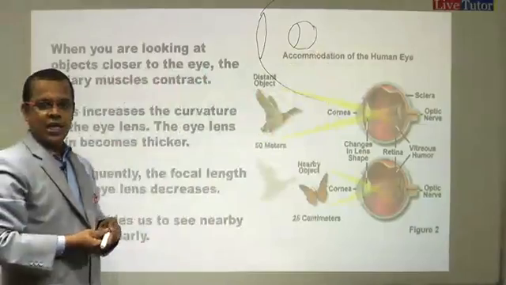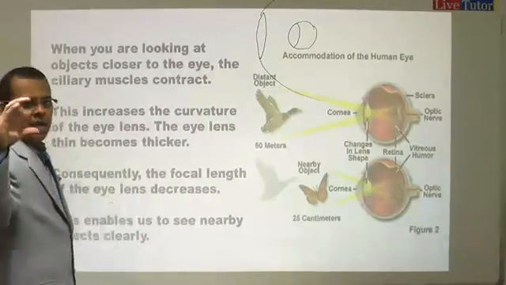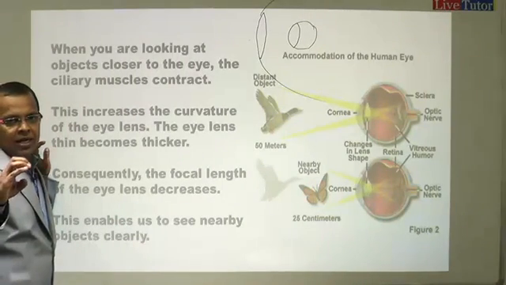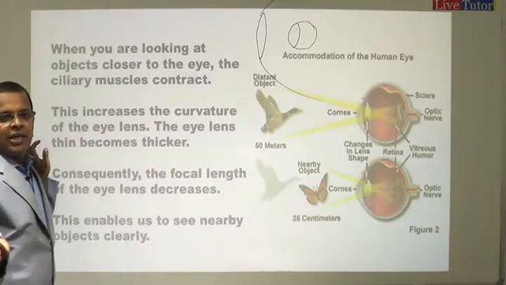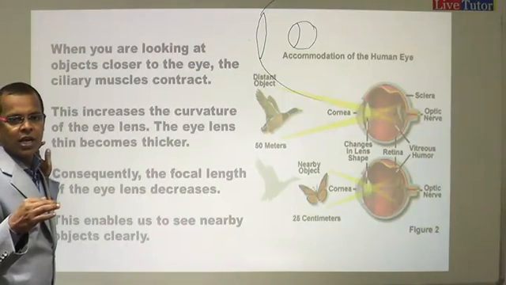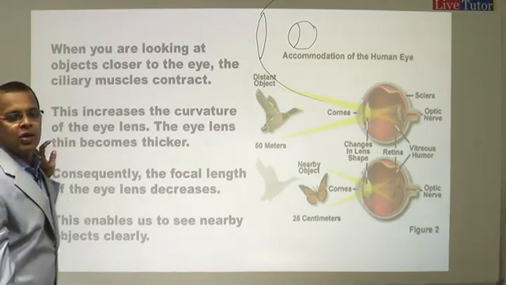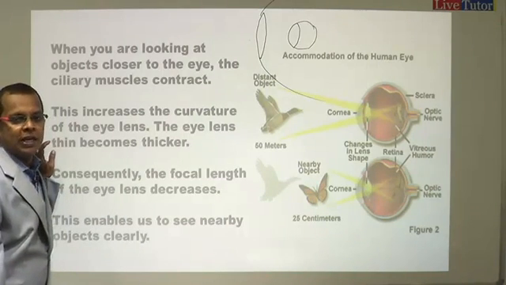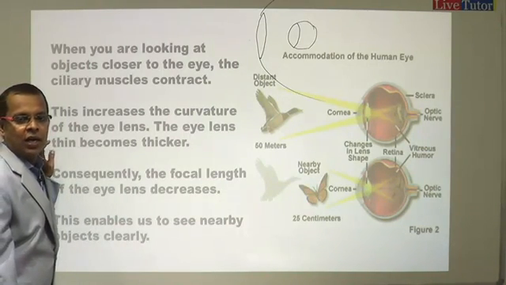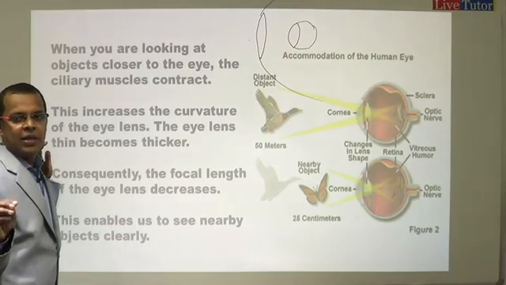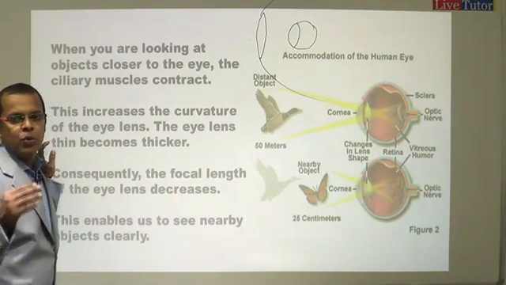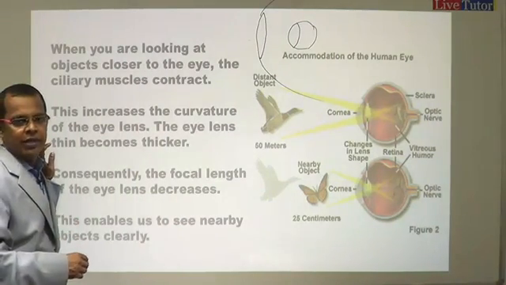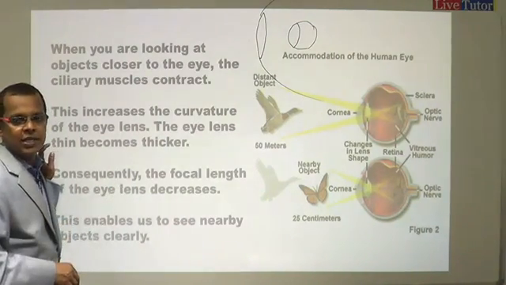So in this way, when the eye lens is becoming thicker, what will happen? The curvature will increase. When the curvature is increasing, what will happen? The focal length will decrease consequently, so that you can see the nearby object very clearly. Generally, this can be easily experienced by the people who are suffering from defects of vision. We are going to learn about this in the later stages.